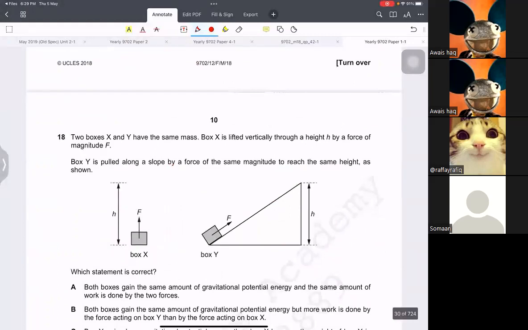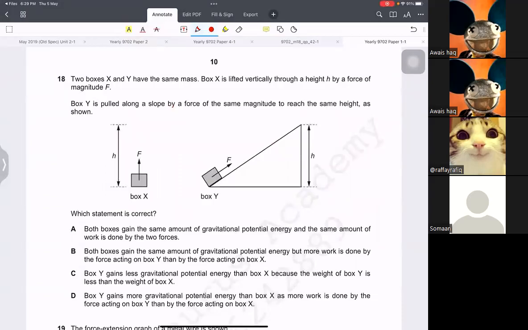Now, two boxes X and Y have the same mass, but box X is lifted vertically through height h by a force of F. Box Y is pulled along the surface, same magnitude. So which statement is correct? Both boxes gain the same amount of gravitational potential energy and same amount of work done by the two forces. Well, I disagree, because not only is it moving in this direction, so it's doing work against friction. Also, it is doing work in the height, so you need more work to do here.